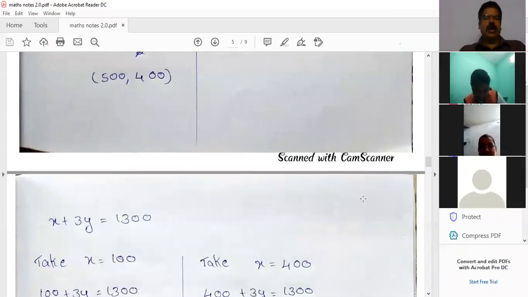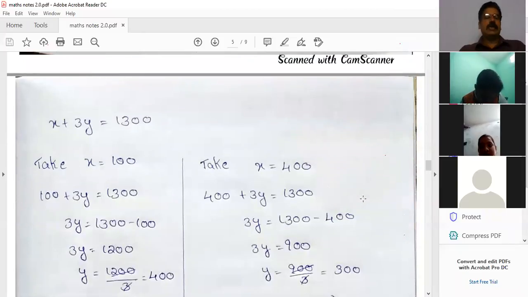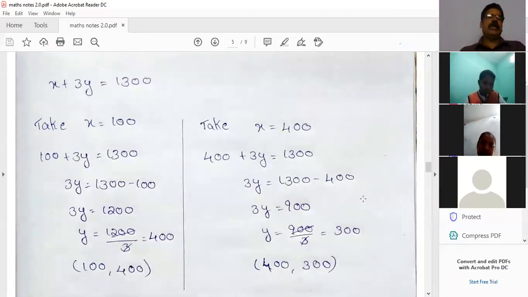Now my second equation is x plus 3y equal to 1300. Here I am not getting any cancellation, so directly I can give values for x. I gave first x equal to 100. I took 100 because the number is 1300, so I took it in hundreds. Then I can take my scale also in hundreds only.